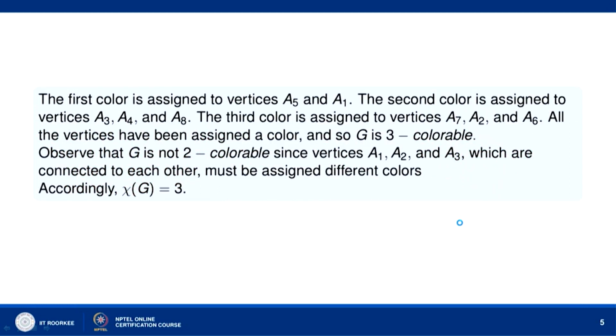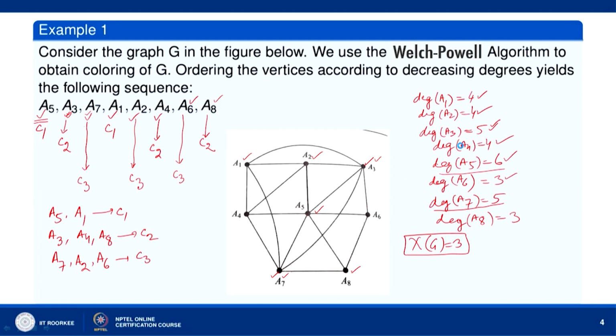So, we can say that this graph G is 3 colorable. If 3 colors are to be used to color this graph, then we say that it is 3 colorable. Now, it is not 2 colorable, because A1, A2, A3 are adjacent. A1 is adjacent to A2, A2 is adjacent to A3. So, they have to be painted with different colors.